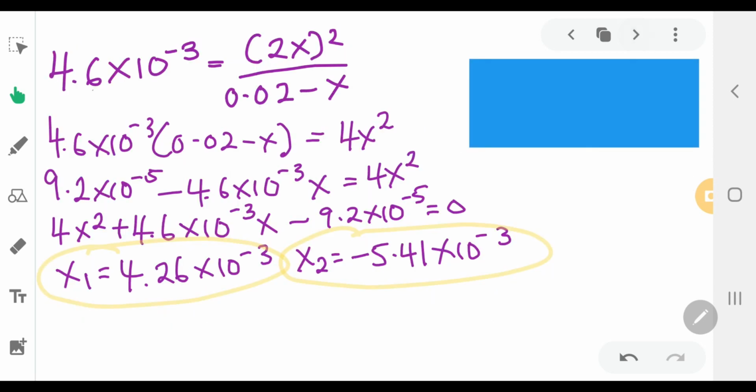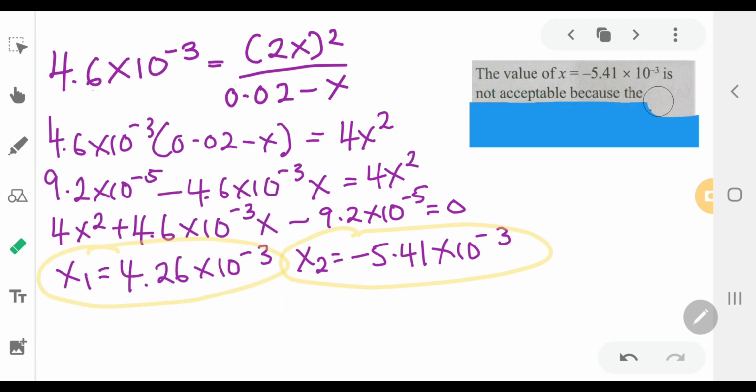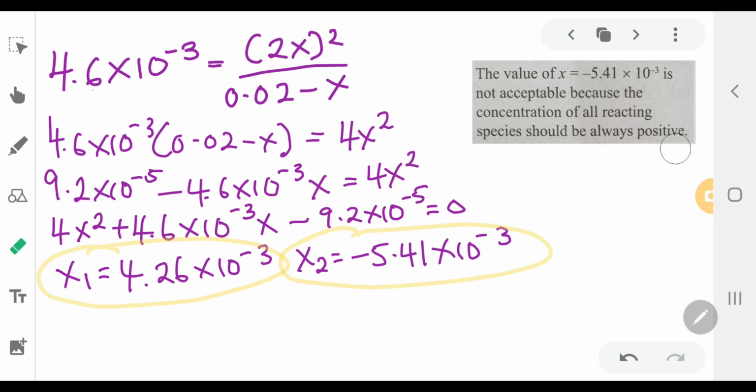Okay? So what we can say here is, the value of negative 5.41 exponent negative 3 will not be accepted, okay? Because concentration should always be positive. This is common sense, okay?